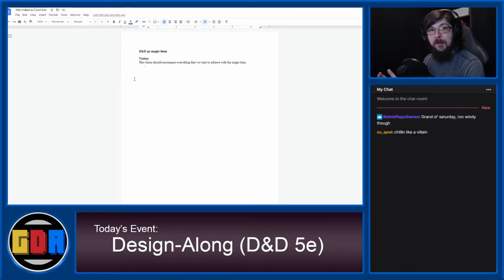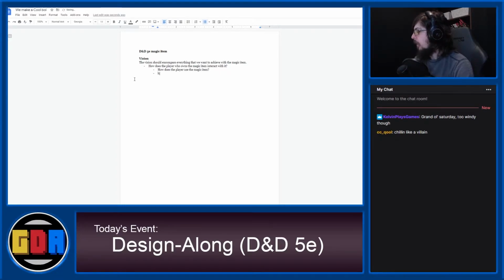So we have some additional criteria. It can't just be the vision, sure, you just encompass what you want. No. It's going to be a lot more specific, a lot more strict. We're going to talk about things like how does the player who owns the magic item interact with it? Or alternatively, how does the player use the magic item?